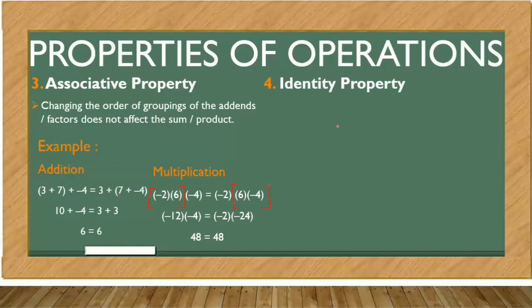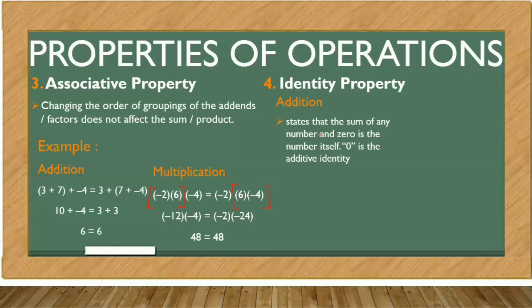Alright? Next, number 4, identity property. When we say identity property, the addition identity property states that the sum of any number and 0 is the number itself. 0 is the additive identity. So when we add a number and 0, the answer is the number itself. Example, 15 plus 0. With the identity property, we add 0. So 15 plus 0 is equal to 15.